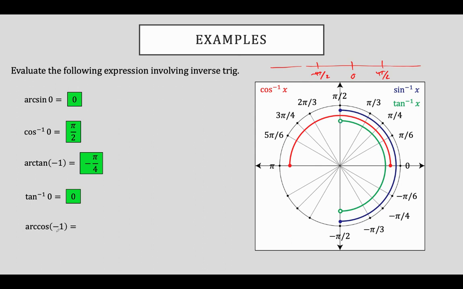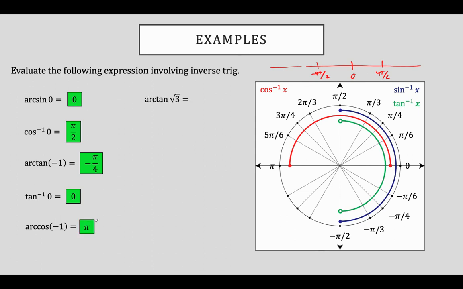This is the angle that has a cosine value of -1. Well, that angle has to be between 0 and pi, because I only get out angles between 0 and pi for inverse cosine. All right, and cosine corresponds to the x-coordinate. The angle that has an x-coordinate of -1 would be pi.